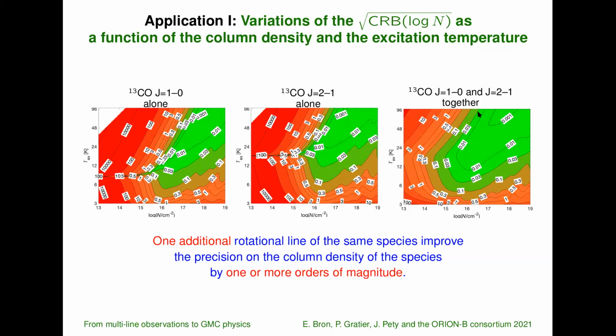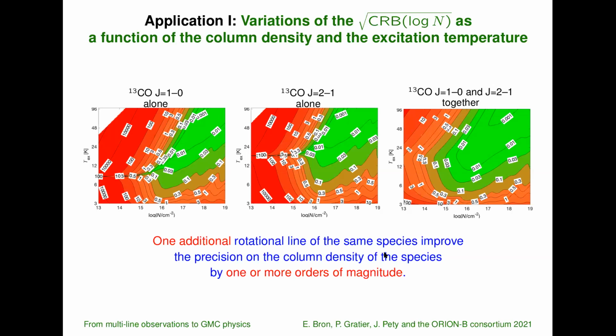You see that the regions where you can get a precision better than a factor of 2 are much larger in the parameter space than before. And you see that in regions where you can't get a good precision, the precision is still improved by a few orders of magnitude.